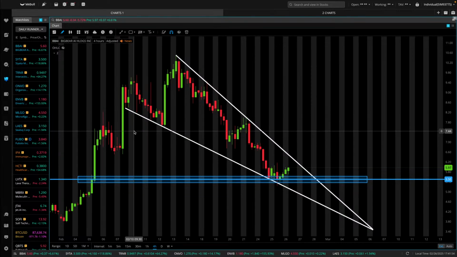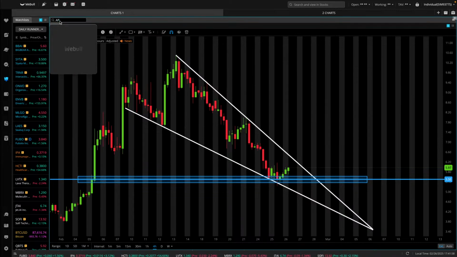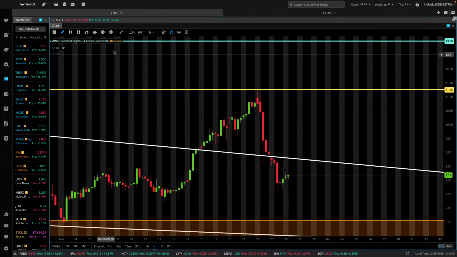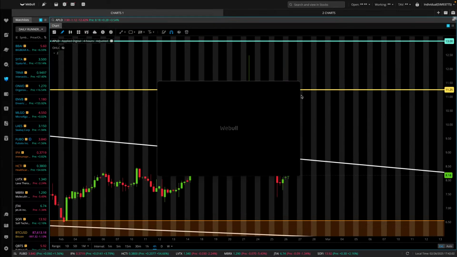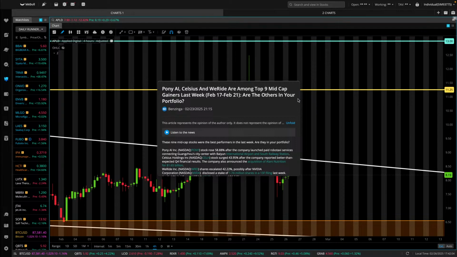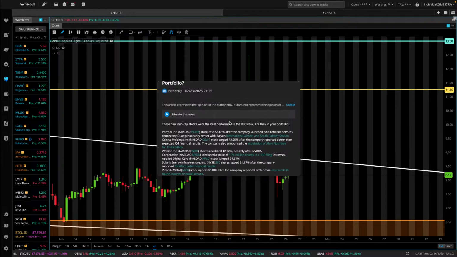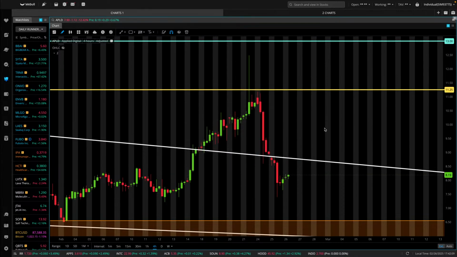Why did APLD hit 12 and go down to 6 or 7 yesterday? I have no idea. The best thing to do is go on Google and type in, why did APLD go down? Unfortunately, I don't know everything. I don't look into these stocks. I'm assuming it was because of Bitcoin. Otherwise, it could have been earnings or something.